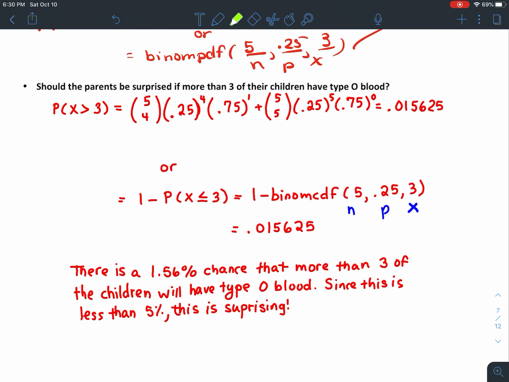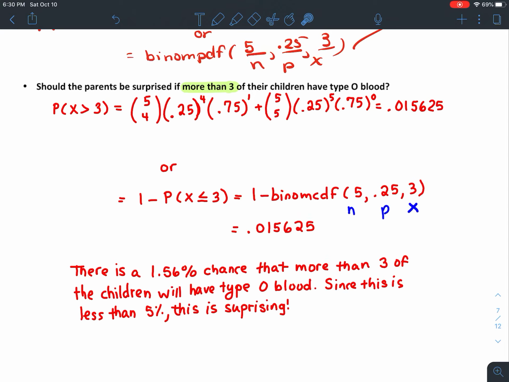Okay, I'm just going to draw your attention to this problem here at the bottom, which I already have filled in here for you. Now, this is a little bit different. It says, should the parents be surprised if more than 3 of their children have type O blood? When they ask you this question about being surprised, you need to find the probability of what it's set up here, and then see if that probability is above 5% or under 5%. And so there are 2 ways to do this. If we're talking about more than 3 out of the 5, we're talking about 4 children having type O blood, and then all 5 children having type O blood.